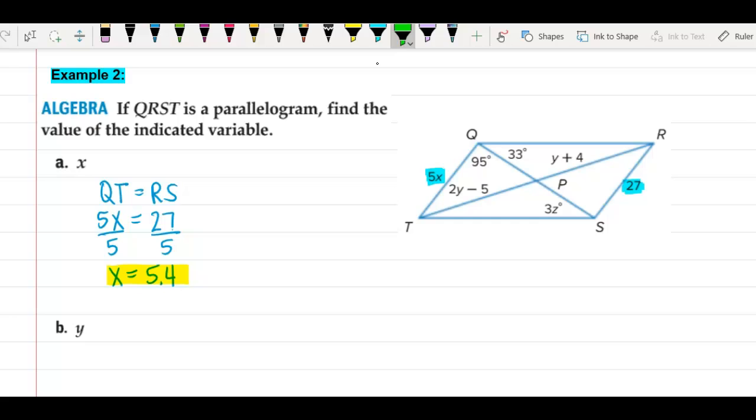All right, next we want to find y. So let's see, y is sitting here and here. If we wanted to go back and mark, we would have this side congruent to this side. Those are our blues. Now our greens, it's kind of hard to see how it's labeled. I wish it was tilted a little bit. But 2y minus 5 is measuring TP, and y plus 4 is measuring PR. So it's sitting on that diagonal.